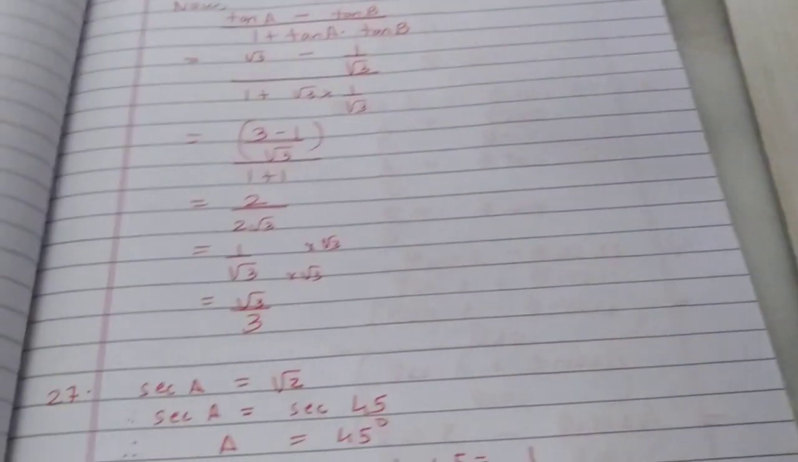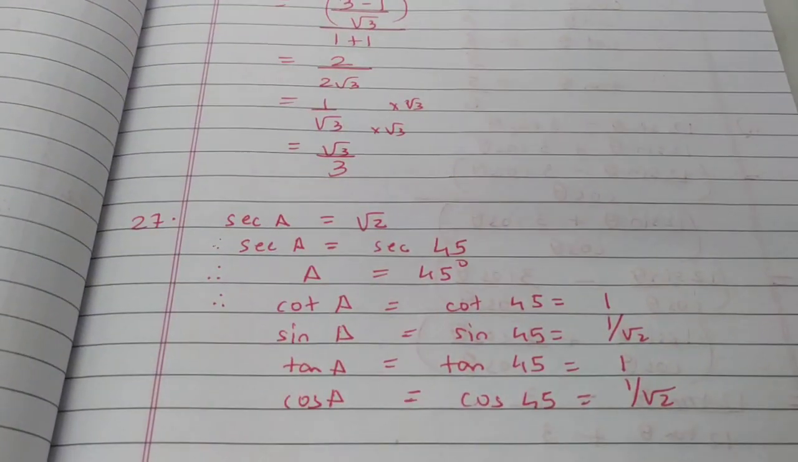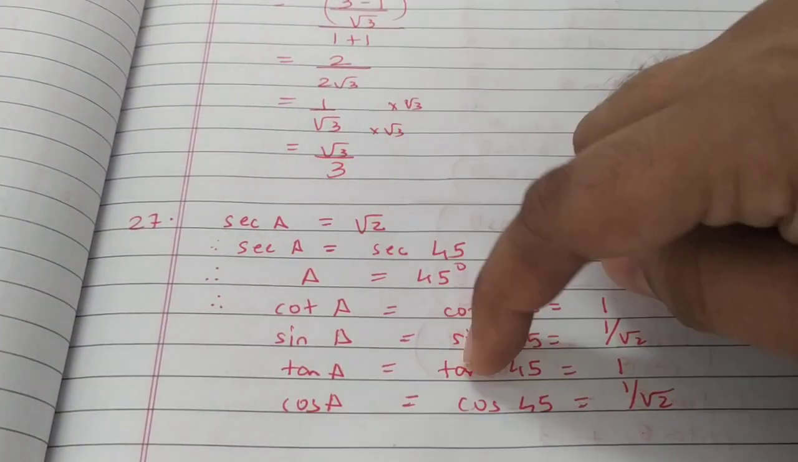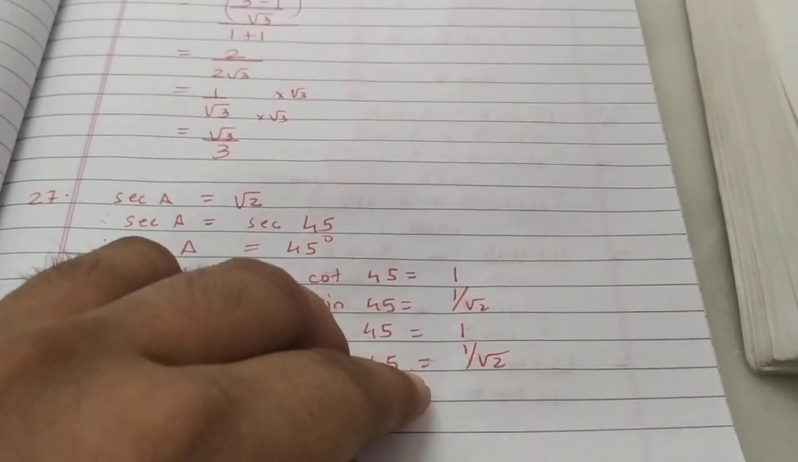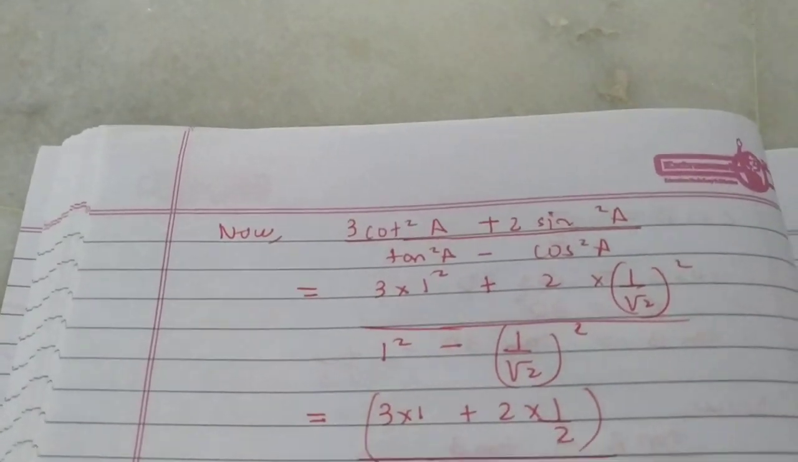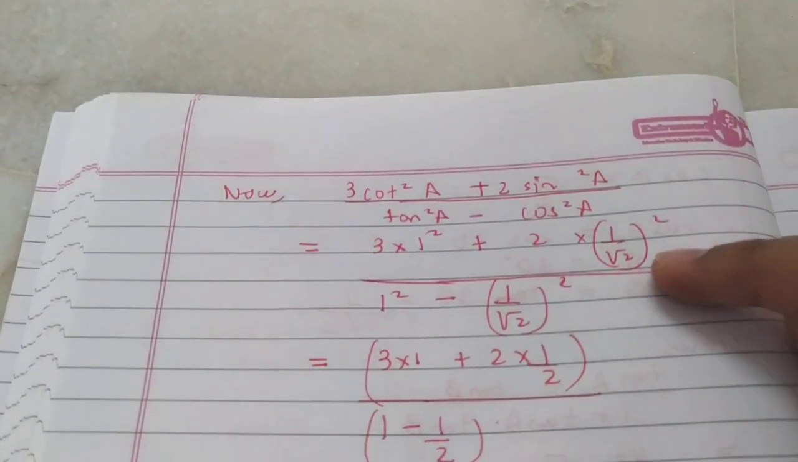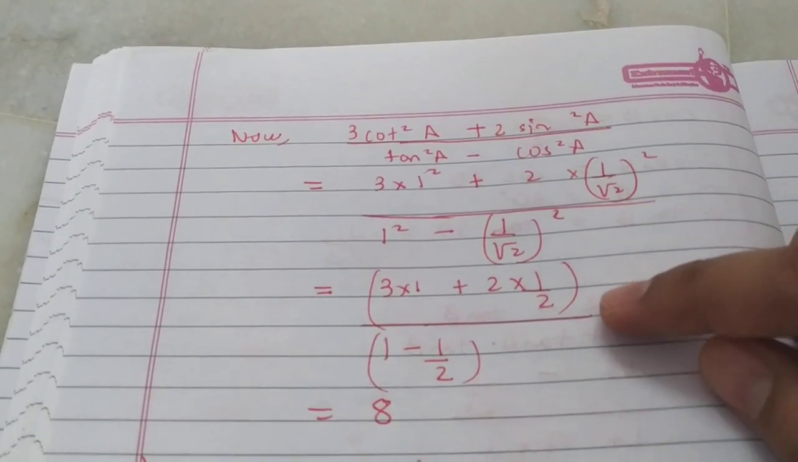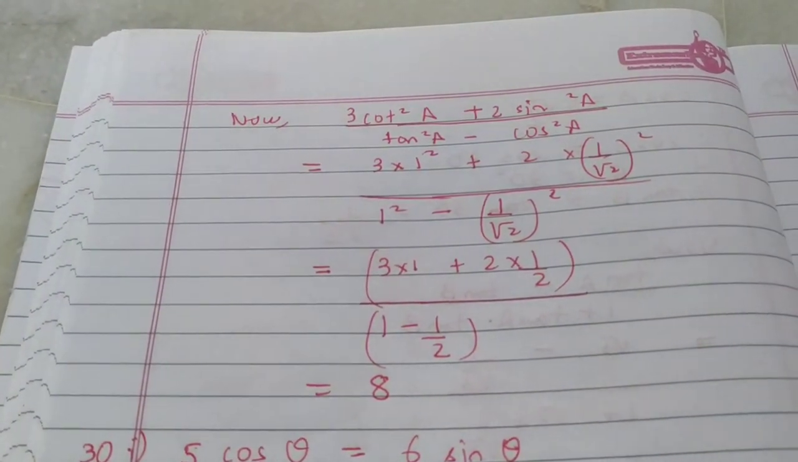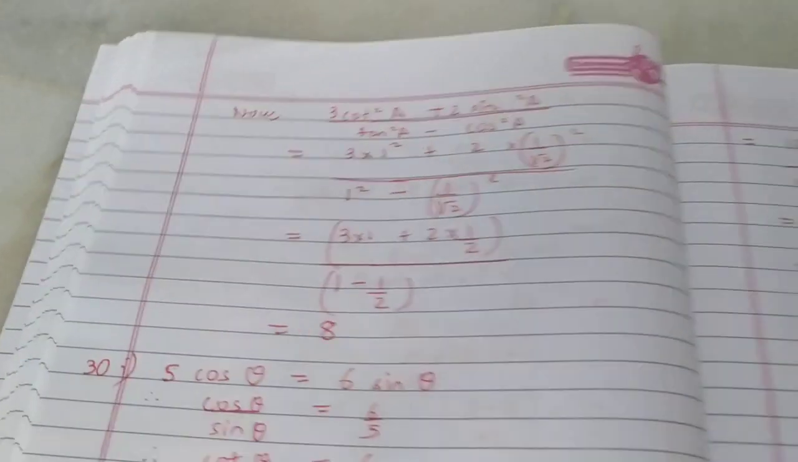So once you know that angle A is 45 degrees, then you can find the value of cot A, sin A, tan A, cos A, and then it becomes so easy. Then you just substitute the values in the given expression, and you find the LCM, be careful about the squaring, be careful about the signs, and get the final answer. And finally, the 30th sum.